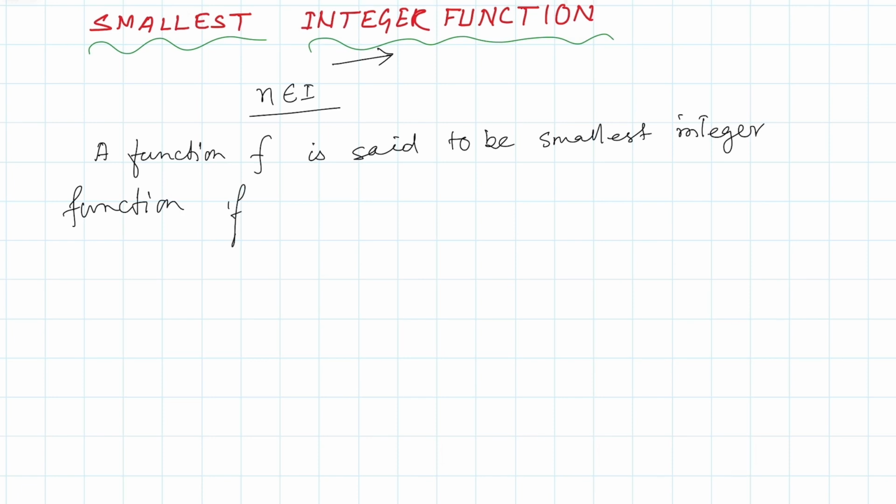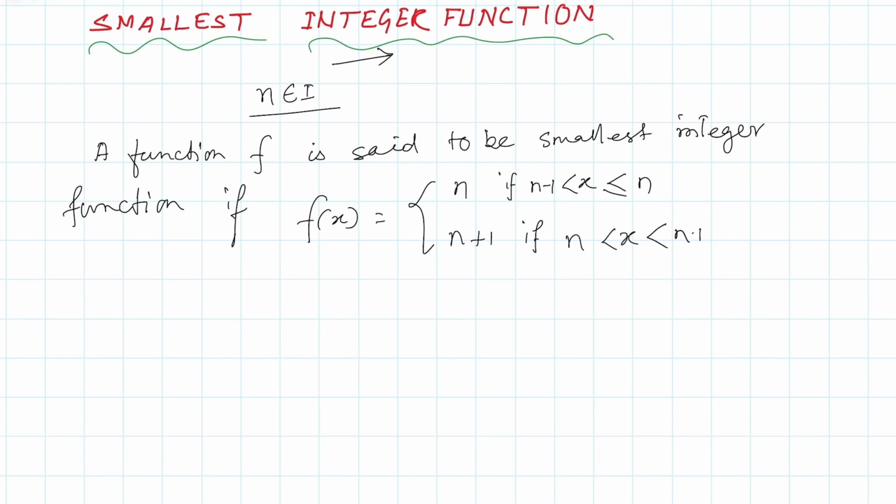If f of x is equal to n, if x is greater than n minus 1 and less than or equal to n, and it will be n plus 1 if x is greater than n and less than n plus 1. So let me explain in detail.